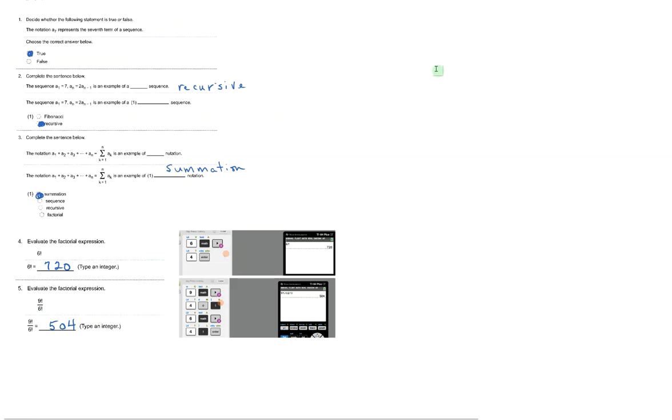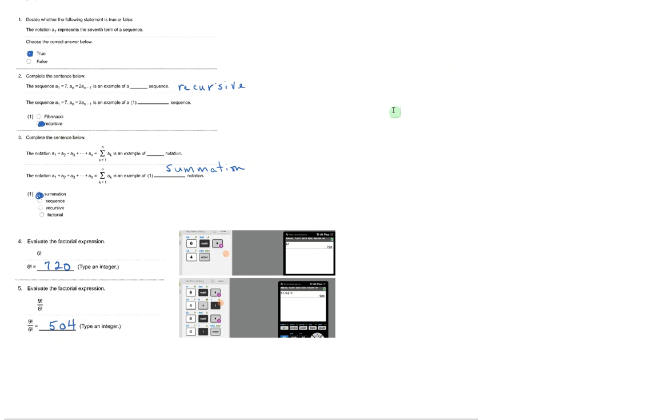So number 1, decide whether the following statement is true or false. The notation a sub 7 represents the 7th term of a sequence. That is true. The sequence a sub 1 is 7, and a sub n is 2a sub n minus 1, an example of a recursive sequence. Remember, that's the one where they give you the first term, and then they give you a function, and that's what it's called, recursive.